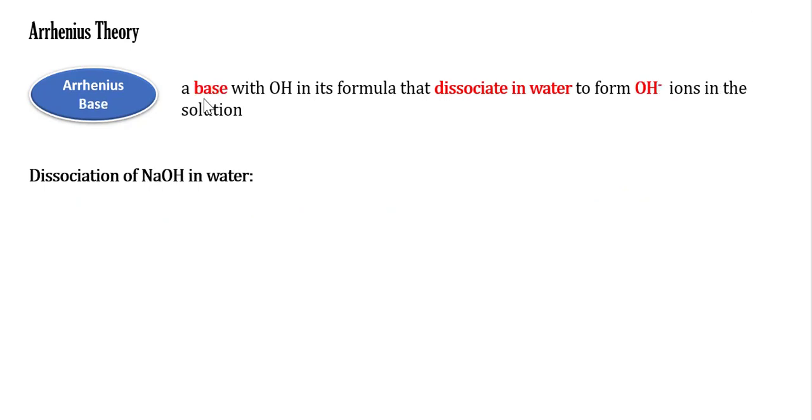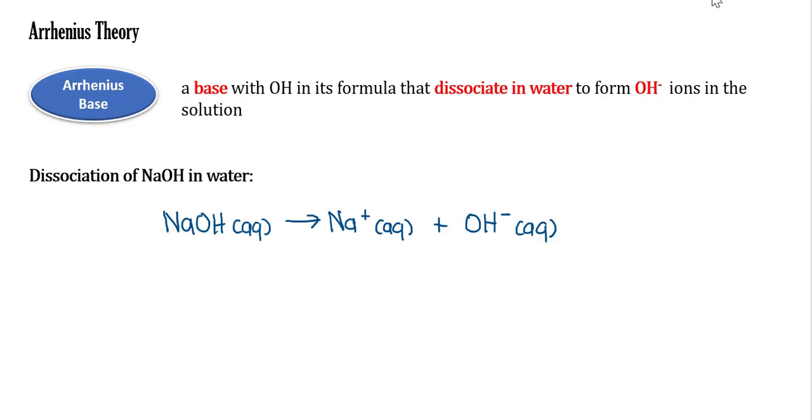An Arrhenius base is a base with OH in its formula that dissociates in water to form hydroxide ions in the solution. For example, let's have a look at the dissociation of sodium hydroxide in water. NaOH dissociates in water to form the hydroxide ion. The presence of the hydroxide ion will make the solution basic.